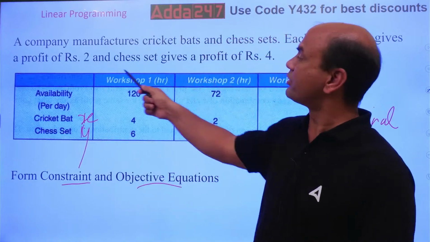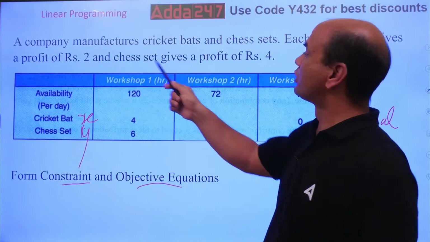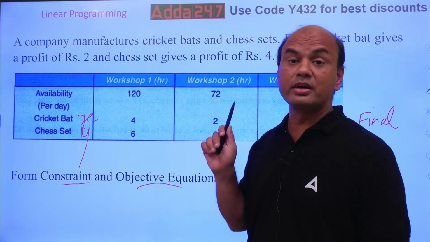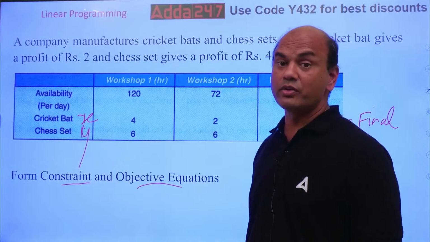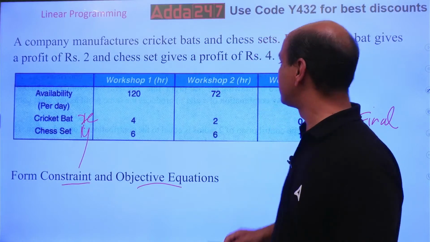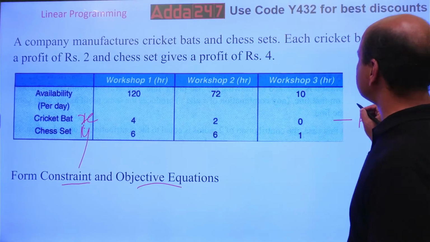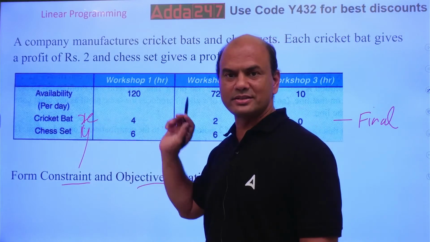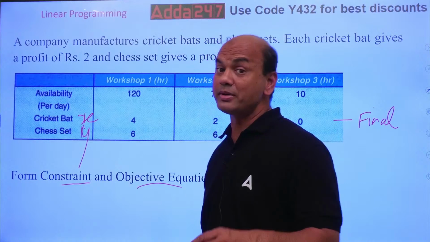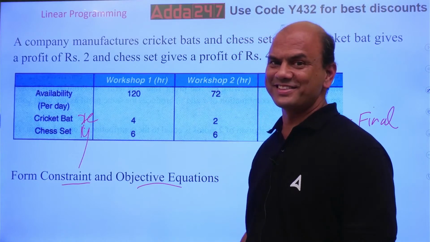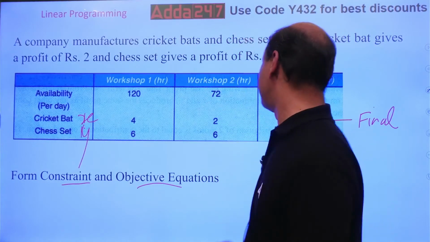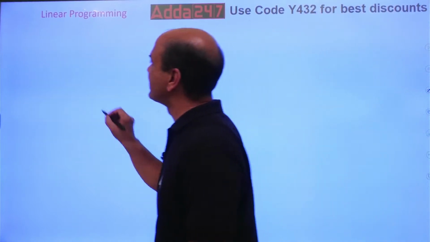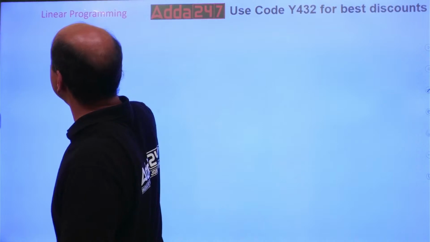What is the profit of this cricket bat? 2 rupees per bat. Chess set, 4 rupees per chess set. Now what am I manufacturing? I am manufacturing X cricket bats and Y chess sets. So what will be my total profit then? Let's solve. What is the profit? Objective, I'll write it up. First objective.